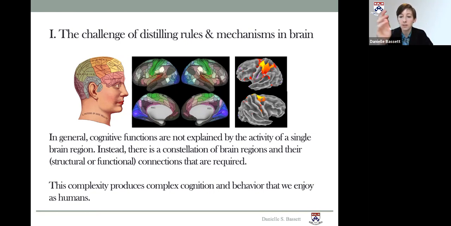Instead, there's a whole constellation of brain regions and their structural or functional connections that are required to understand a given cognitive function. And that complexity, the fact that we can't be super reductionist, we can't distill it down into a single region that's really driving any particular cognitive function, produces the beautiful complexity in cognition and human behavior that we enjoy as organisms. It also makes the understanding of mental health, neurological conditions, and psychiatric disease much more complicated. But that's an interesting and important challenge.